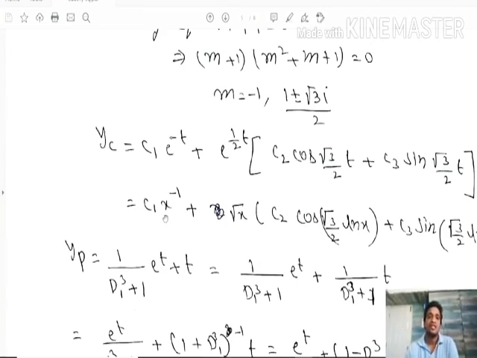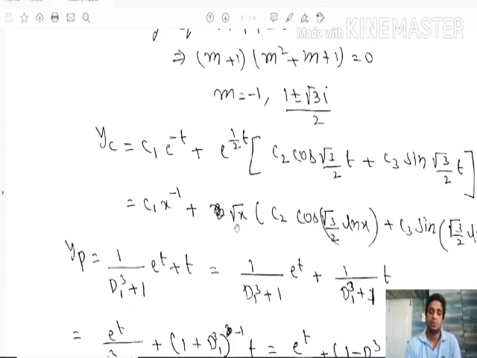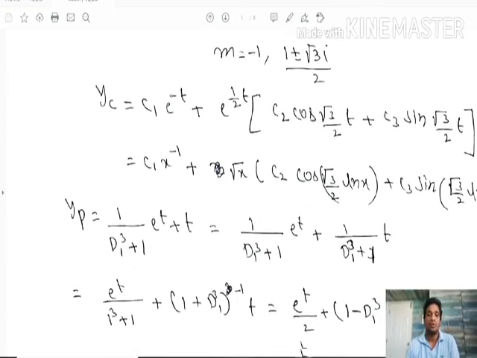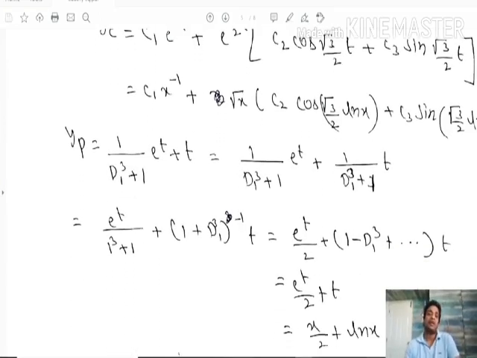That is c1 x power minus 1 plus, this value becomes root x. Since x equal to e power t, x power 1 by 2 will be e power 1 by 2 t, that is, x power 1 by 2 means root x. c2 cos of root 3 by 2 t means ln of x, plus c3 sine of root 3 by 2 t means ln of x. Okay, so next we have to find the yp value.